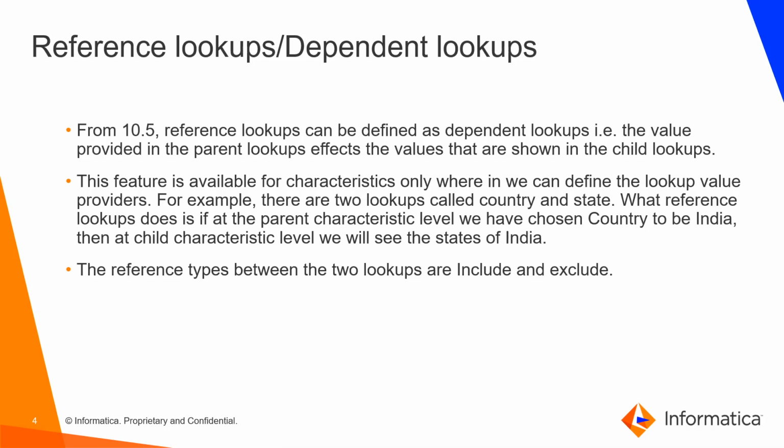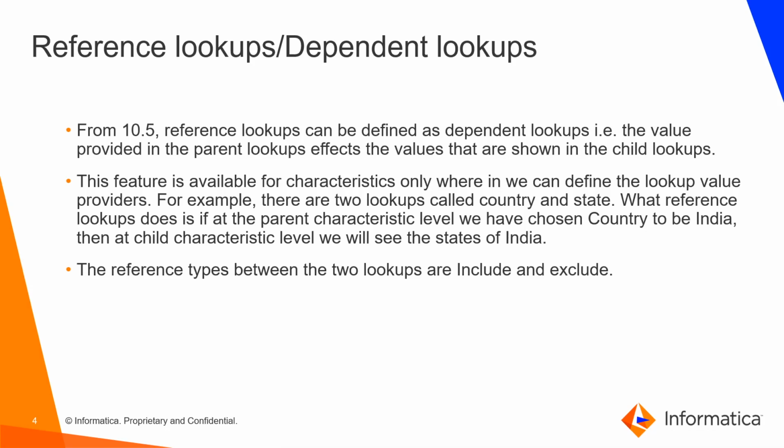Consider that there are two characteristics. The parent characteristic is country and the child characteristic is state. Now, country and state are both lookup value characteristics, and when I give the value of the country characteristic as India, I would want the states of India to be visible in the state characteristic. At the same time, when I give the country as, say, Australia, I would want the states of Australia to be visible to us in the child characteristic.